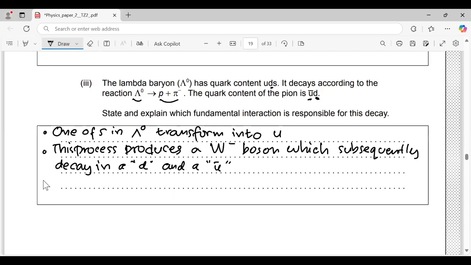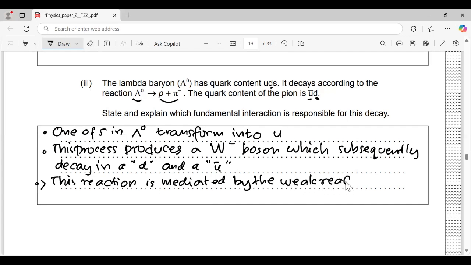So through this information, my conclusion is that this decay reaction is mediated by the weak force.